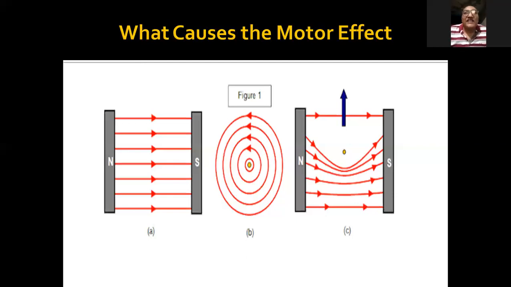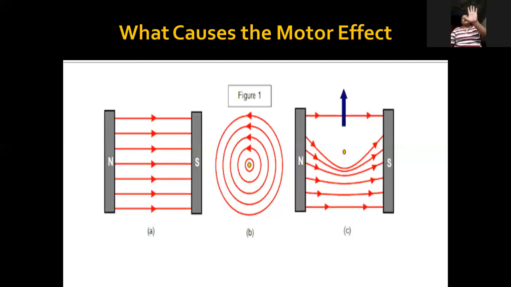Due to this difference of magnetic field, stronger below the conductor and weaker above the conductor, a force is experienced by that conductor in the upward direction. So this is the description of why the motor effect takes place. Now I can apply the left hand rule on this situation and predict the direction of the motor effect, the direction of the force experienced by this current carrying conductor placed in this magnetic field. So let's apply the left hand rule.